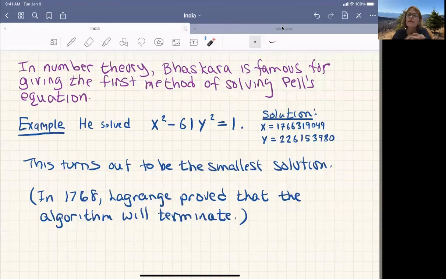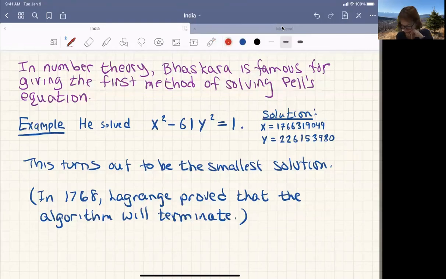So let's look at an example of something that Bhaskara did in number theory. Well, he's famous for giving the first method of solving Pell's equation. So here's an example. Here's an equation, x squared minus 61 y squared is equal to 1. And then check out his solution.